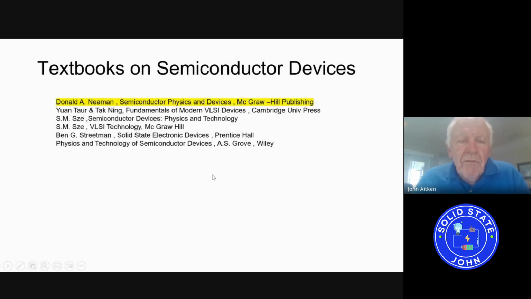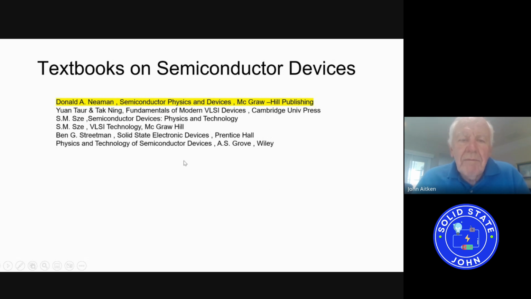If you're looking for some printed material to help you through this as well, I recommend, there's quite a few of them out there. One of my favorites is one by Donald Neamen called Semiconductor Physics, and it is published by McGraw-Hill. But there are other ones out there that are also useful.